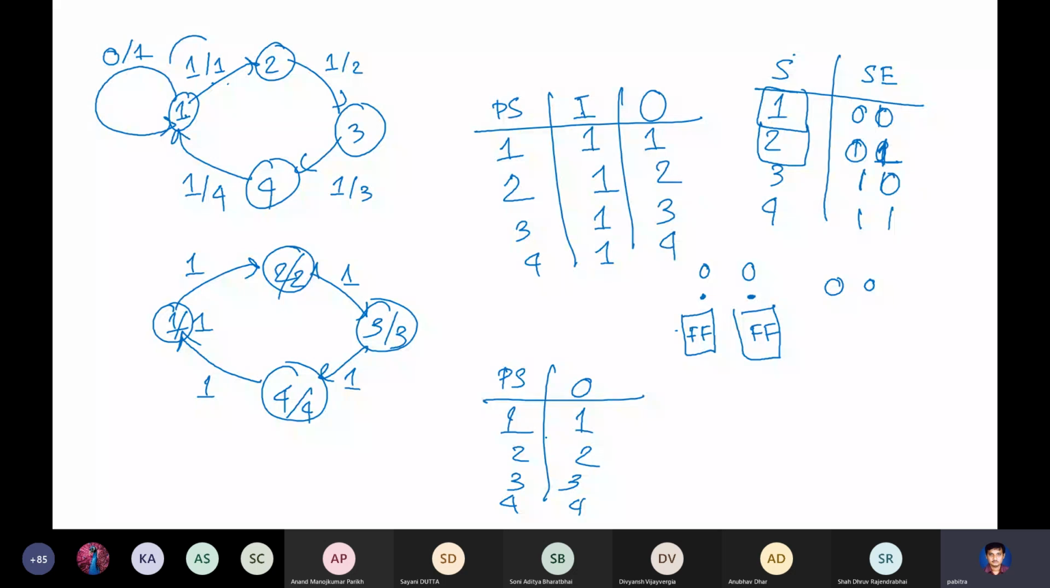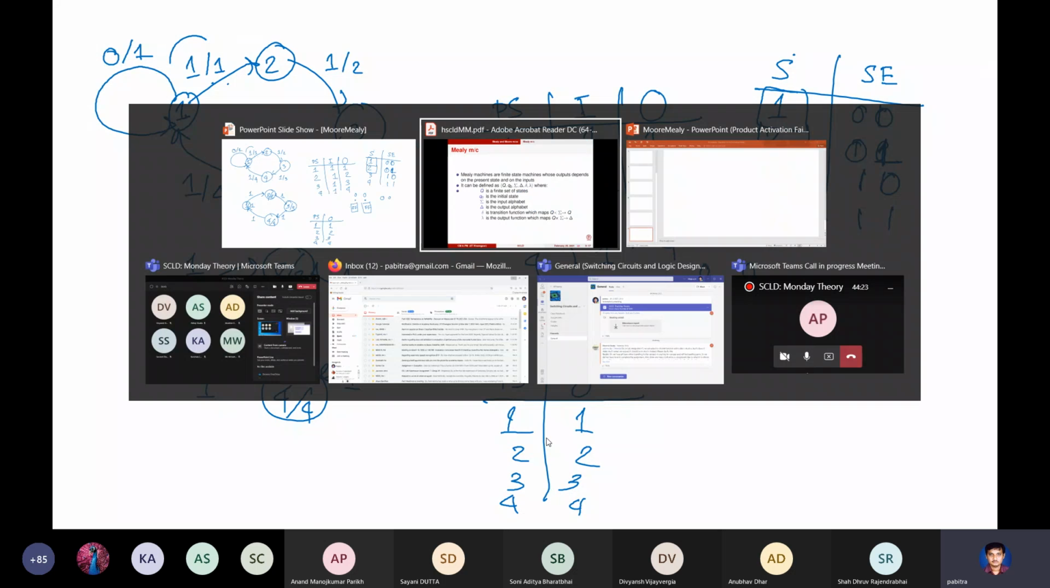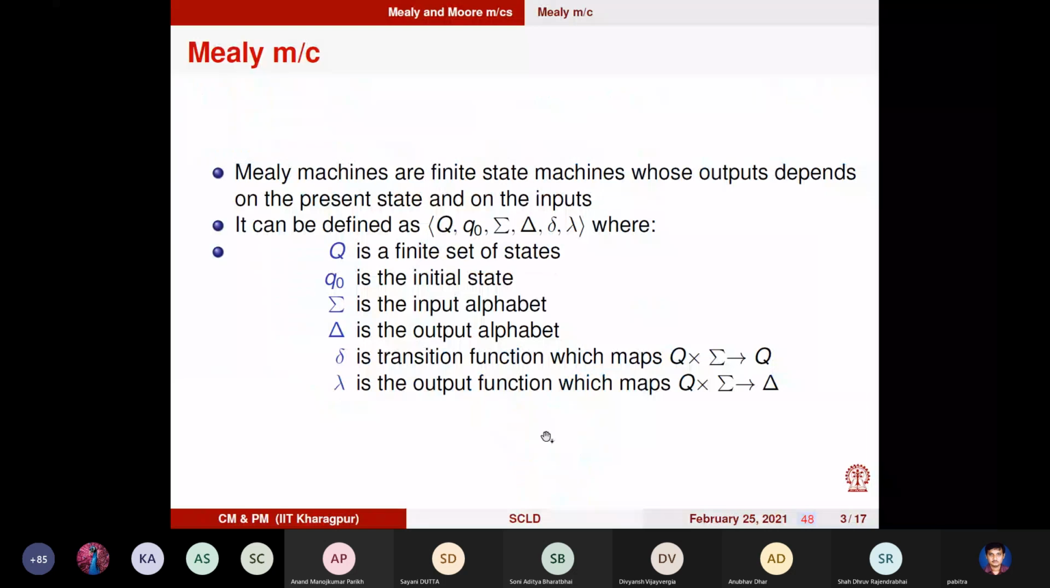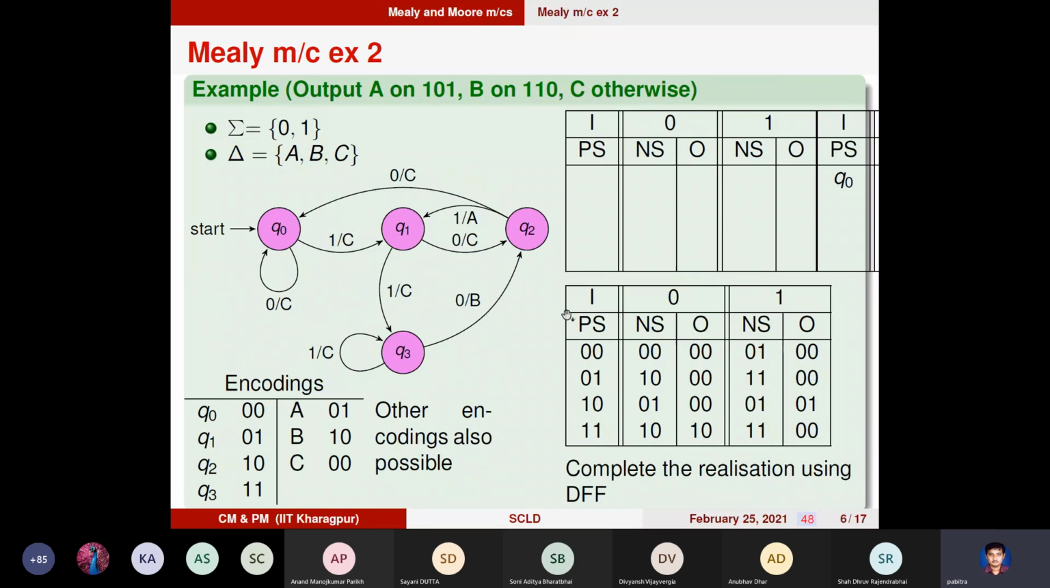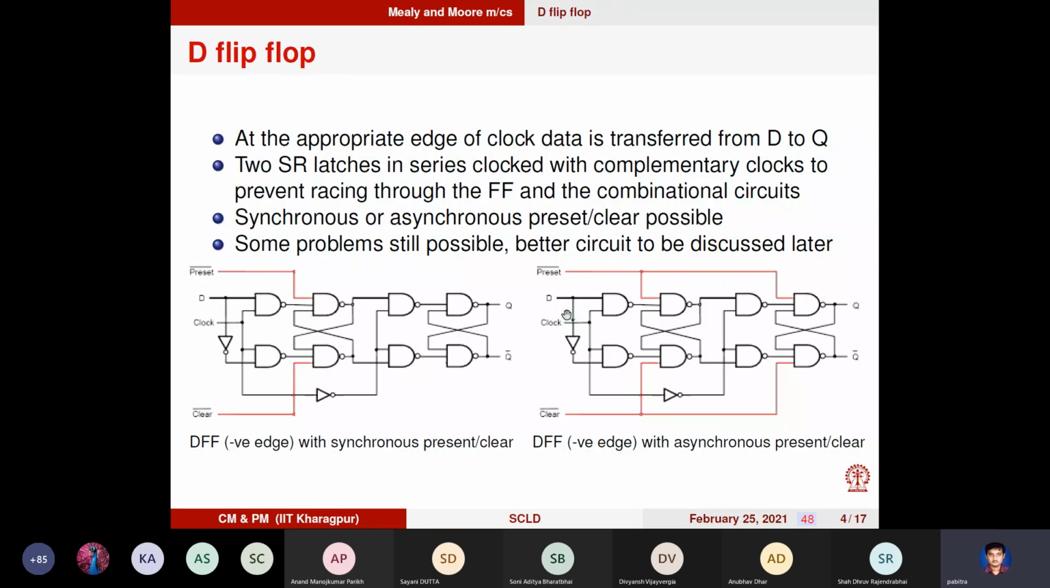There are different types of flip-flops. The simplest is something called a D flip-flop, where the D stands for data. So if this is your D value, and you have a clear and preset which will make it 0 or make it 1, and you have a clock. So as the clock comes, D will be equal to Q. Whatever is D will be there in Q.